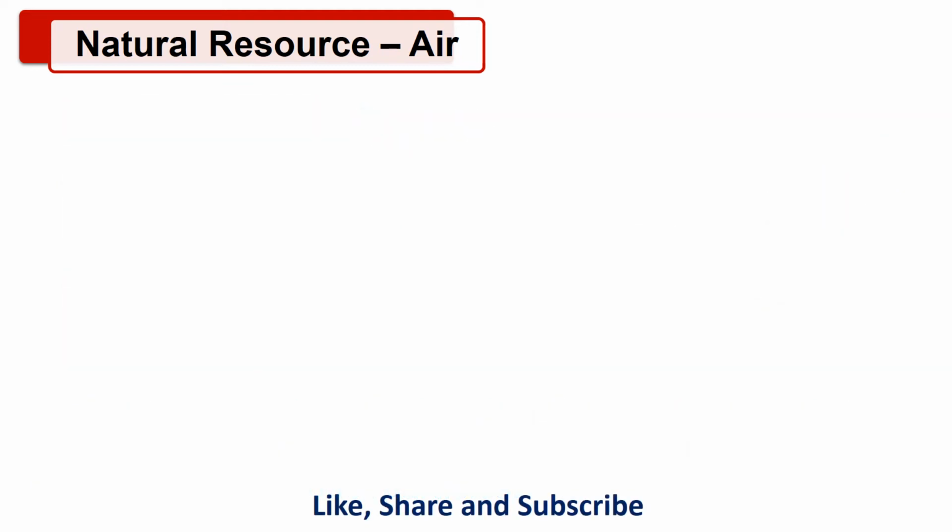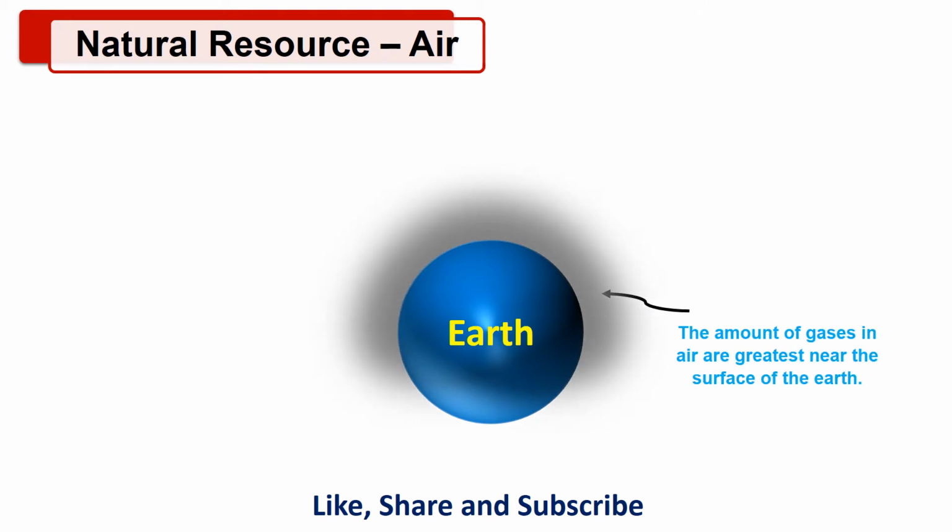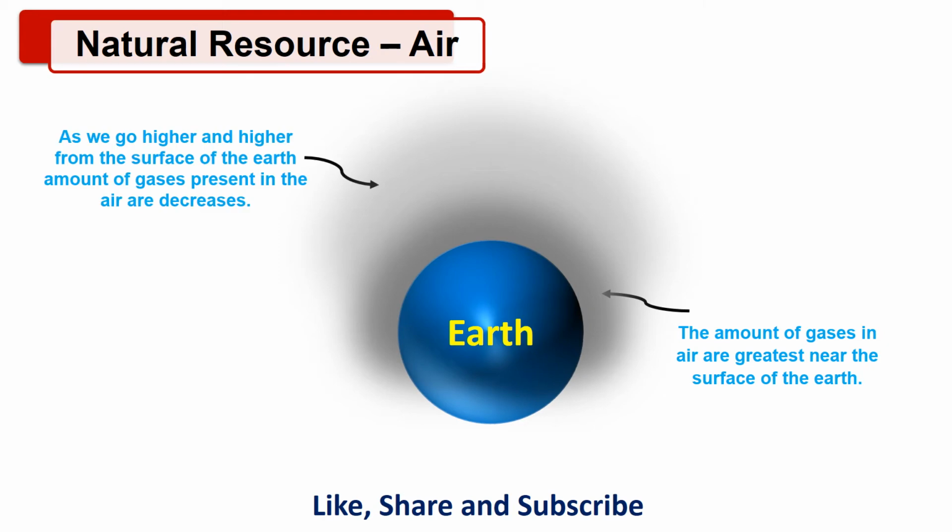Now, let's discuss how these gases are distributed in the layers of the atmosphere. We know air is the mixture of gases. The amount of gases in air is greatest near the surface of the earth. And as we go higher and higher from the surface of the earth, the amount of gases present in the air decreases.